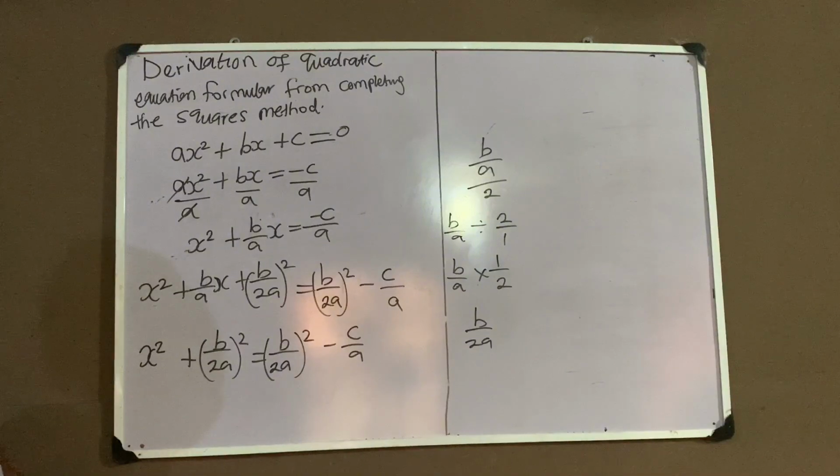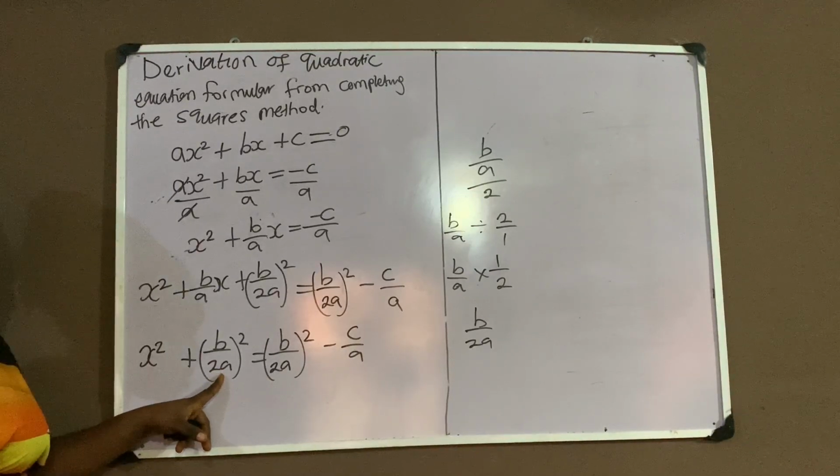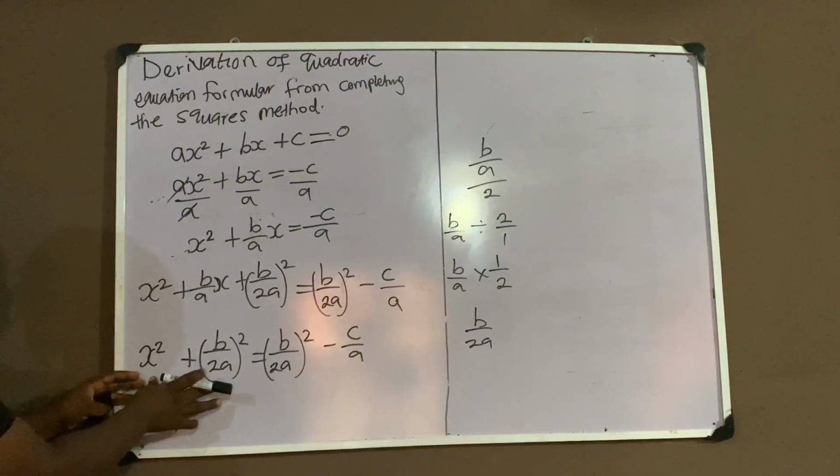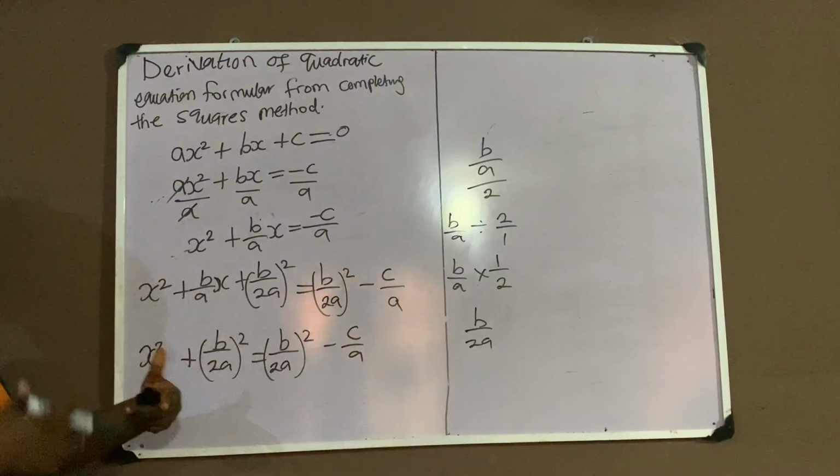Then what again? You look at this one. First of all, we are still talking about the left hand side now. You find out that we have x squared here, and we have b over 2a all squared. Just bring these two expressions together and square everything, since they are having the same square.